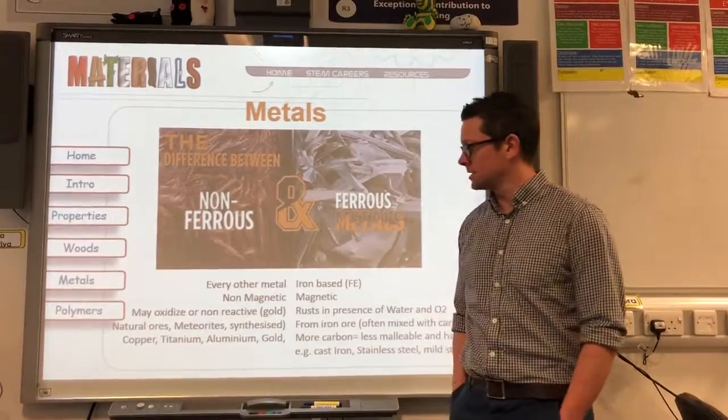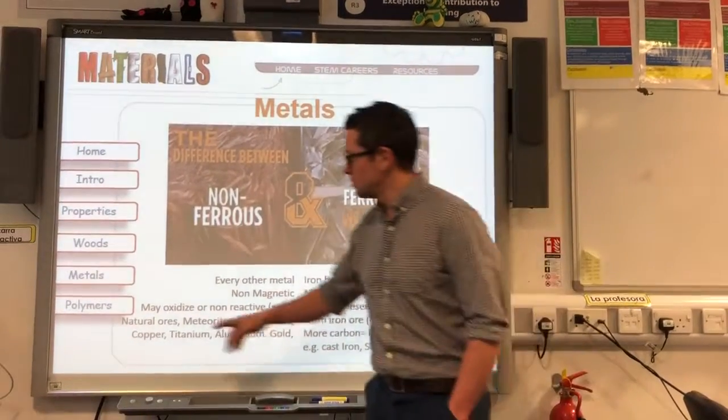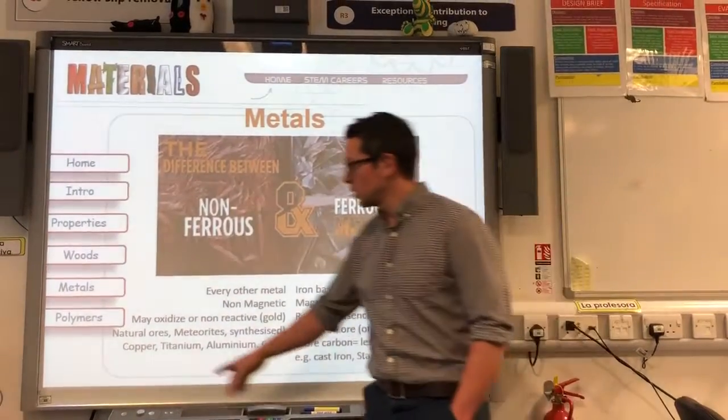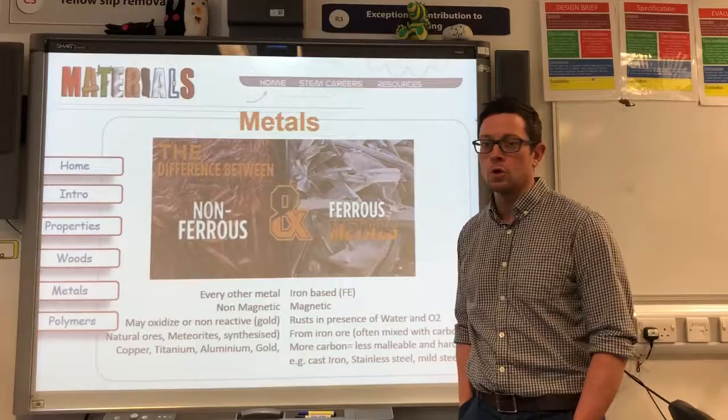But it may also be non-reactive, so for example, gold. Okay, it comes from natural ores, meteorites, or it can be synthesized, okay, which means it can be man-made. Good examples, copper, titanium, aluminium, or gold.